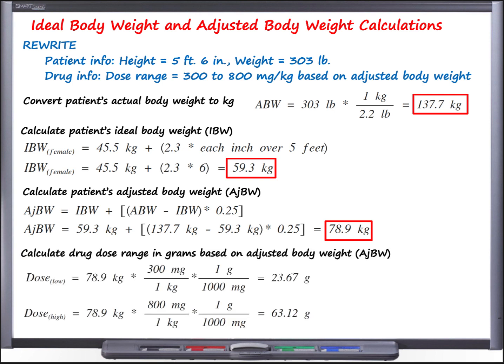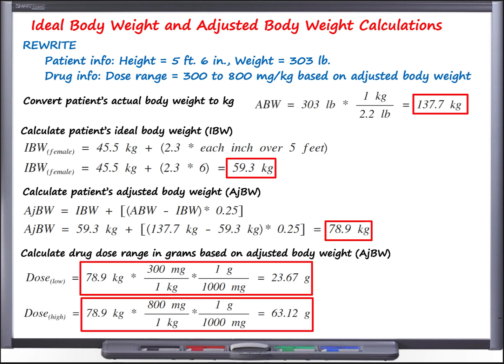And in this case, for our drug here with the immunoglobulin, remember, it wanted us to calculate the dose range in grams based on adjusted body weight. So let's go ahead and do this. What I'm going to do is show you both formulas for both the high dose and the low dose. The low dose was 300 milligrams, the high dose was 800 milligrams. You solve them the same way, so I'll just show you both. Let me just read through the low one. Let's start with this patient's adjusted body weight, right? 78.9 kilograms.